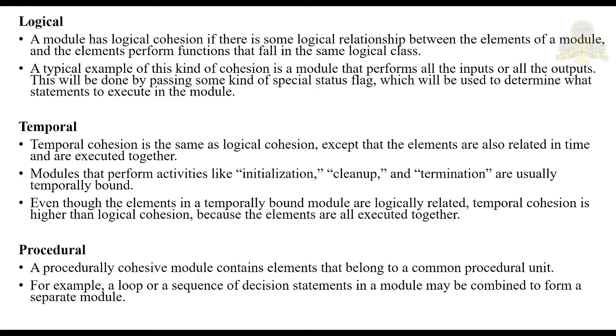Next is temporal cohesion. Now this is the same as logical cohesion, but the elements are related in time and they are executed together. For example, you have a module which cleans up the memory, or a module called an initialization module or termination module. In this module, you have some elements, and these elements are related such that they will be executed at runtime, related in time and executed all together. At that time we say we have a temporal cohesion.